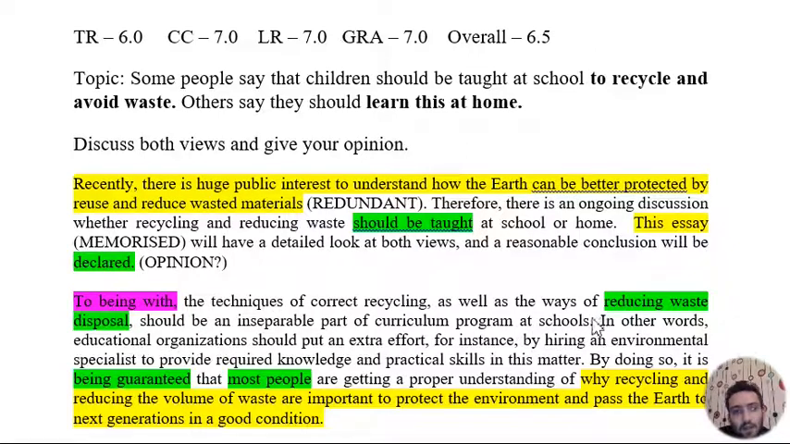the writer doesn't explain why schools should do this, and actually paraphrasing schools using the phrase educational organizations doesn't make it an appropriate one, because educational organization is a wider term than school. So it's better not to change the word school. It's better to use some collocations regarding schools, like school management, school teachers, school curriculum, and so on. "By hiring an environment specialist."